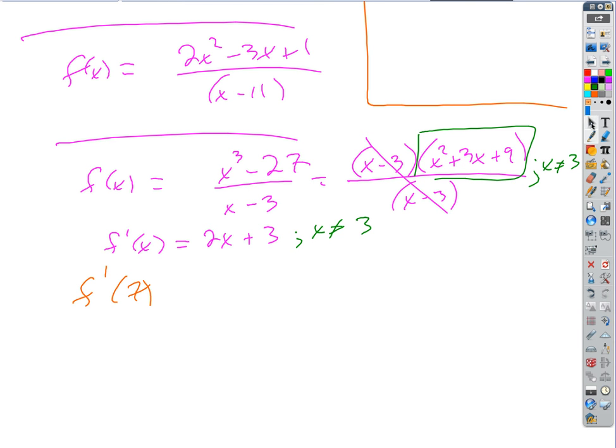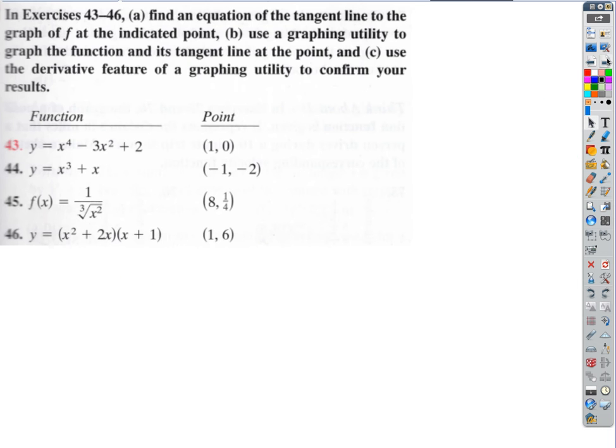Okay? All right, questions on that? Okay? How about something like this? Finding tangent lines. So this is kind of what we left off with yesterday. We did one example. Let's do, how about, let's do 45. Yeah, that's good.